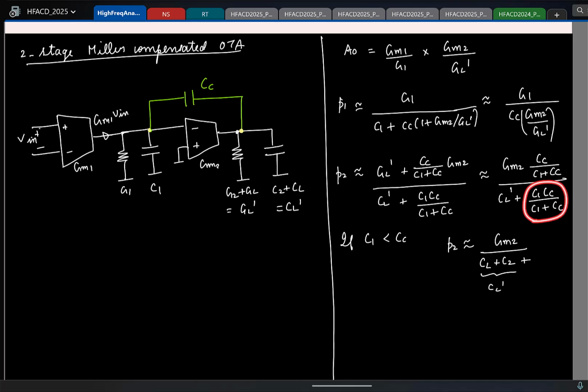So what will happen to this term? C1 is much smaller than Cc. So C1 plus Cc will be what? Cc. So this is not there. So Cc will cancel. You end up with C.